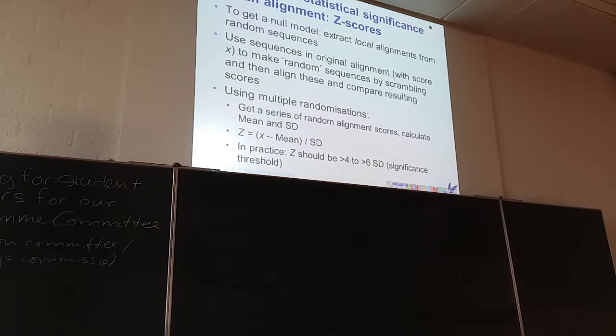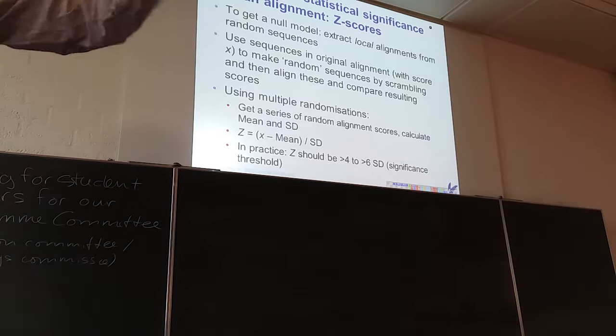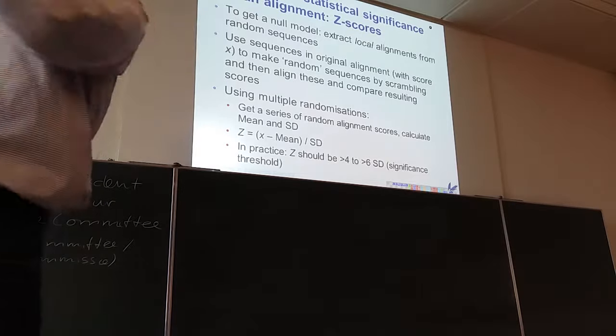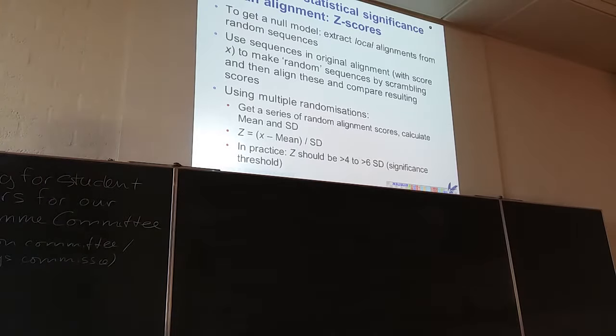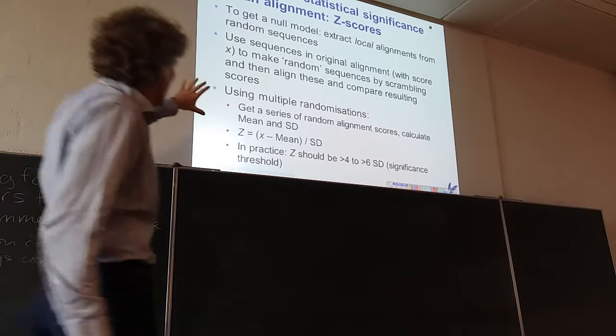You should get similar scores if you randomize the sequences. Right? If you get a different score for the true sequences versus the randomized ones, then it's not random. That means it's significant. Okay. Now, this is the basic way how you do that.